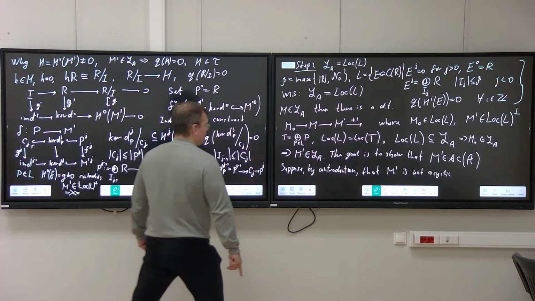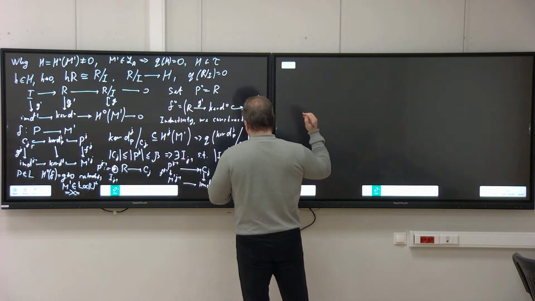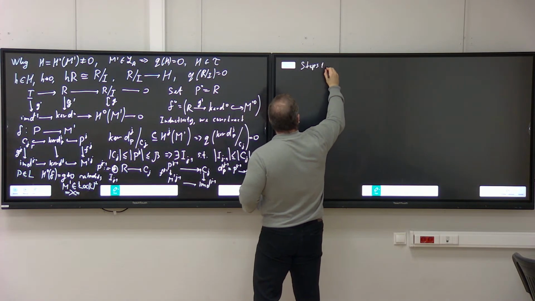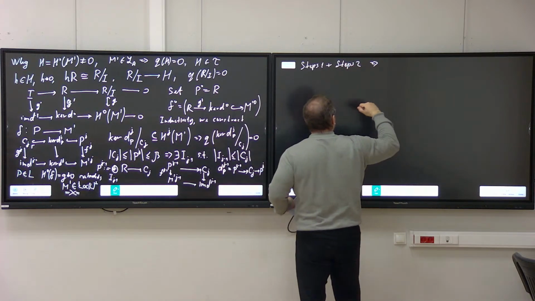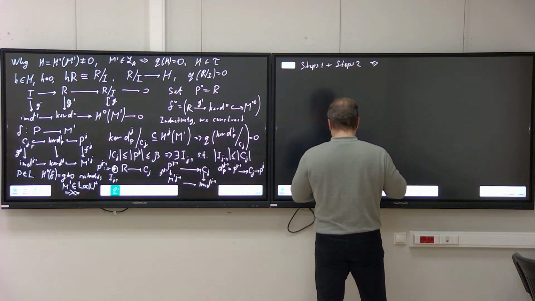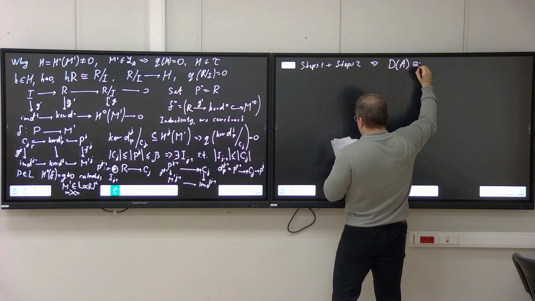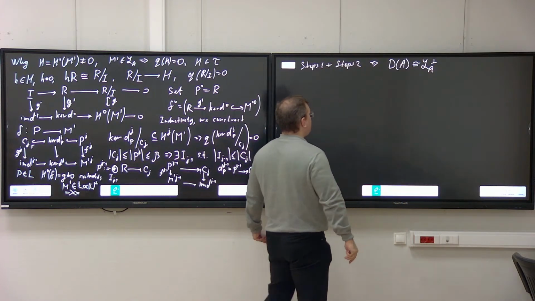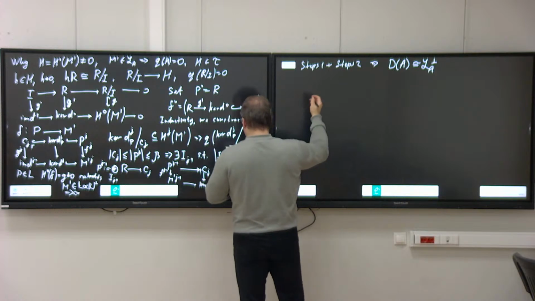Well, I just finally can say that if I combine steps 1 and 2, I can conclude what I want. So the original statement is that D of A is equivalent to the right orthogonal of the L sub A, right? Maybe a little explanation why this is the case.